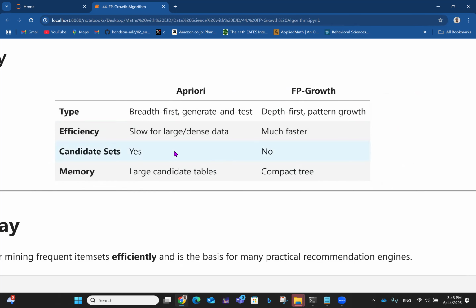Okay, so there's pattern growth there. On efficiency, Apriori is slow for larger dense data sets. FP growth is much faster. Candidate sets: Apriori, yes. FP growth, no, because it just goes straight to the point. Then memory: Apriori requires large candidate tables, and FP growth just needs a compact tree.